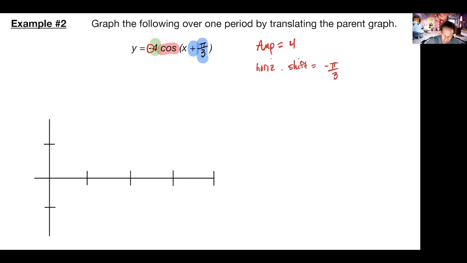And then also remember that negative in front that's being multiplied to my cosine, since it's not being done to the x, is going to make all of my y values come out the opposite. So we say that we're going to have a reflection about the x-axis. Okay, so those are the 3 things that we're going to do to our original parent graph of cosine.